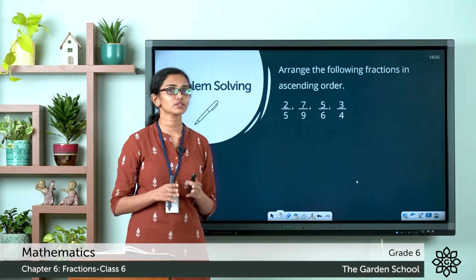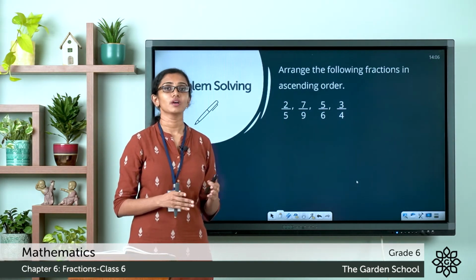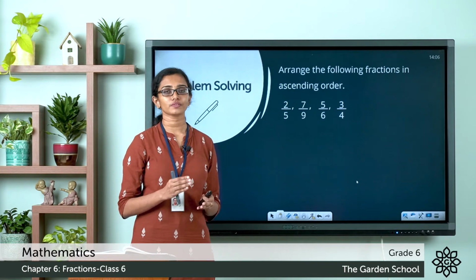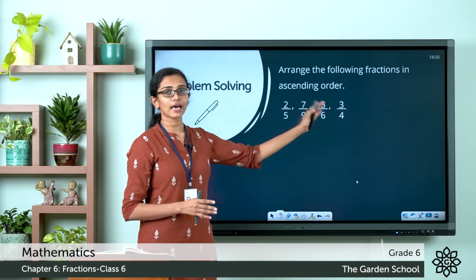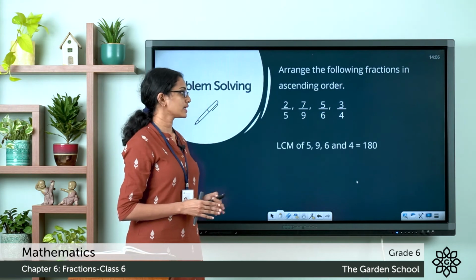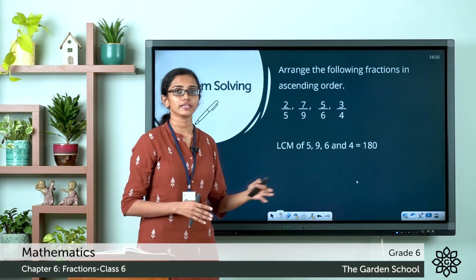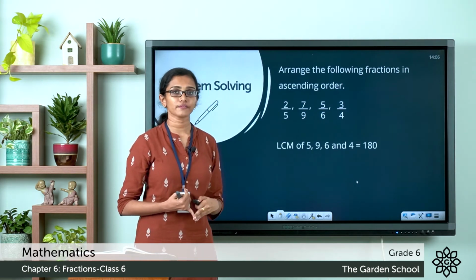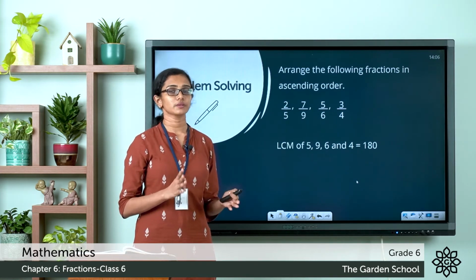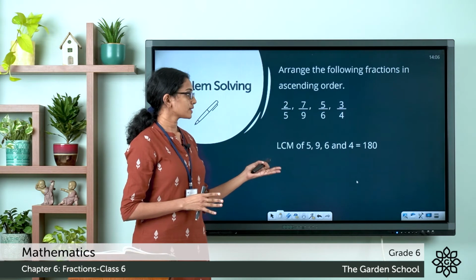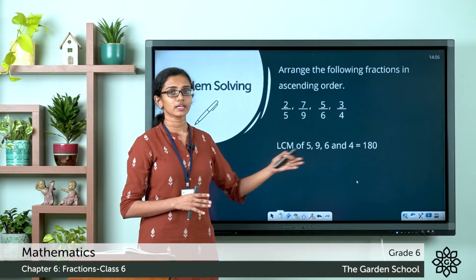So to convert them into like fractions, what is the first step? You have to find the LCM of the denominators. So you have to find the LCM of 5, 9, 6 and 4. And you'll get the LCM as 180. You can use either the prime factorization method or the common division method, whichever is convenient for you. So when you find the LCM, you get the LCM as 180.